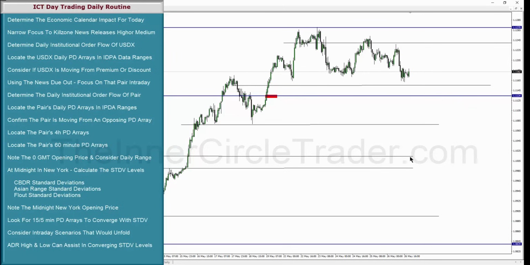And then we have to switch gears and think, this could be an opportunity for that higher time frame daily institutional order flow to kick back in again and trade higher. And that's all we're doing. As a scalper and as a day trader, you have to be nimble. But the best trades are going to be in sync with the higher time frame institutional order flow.